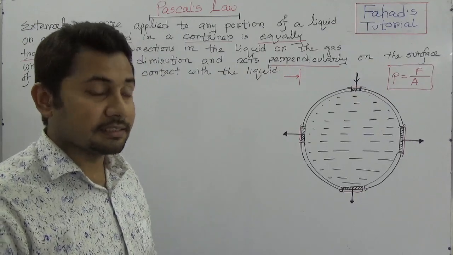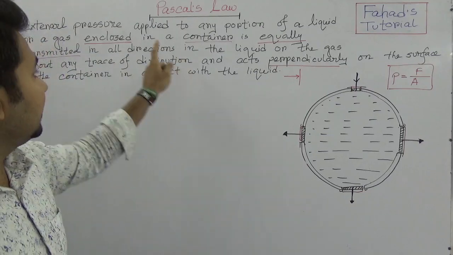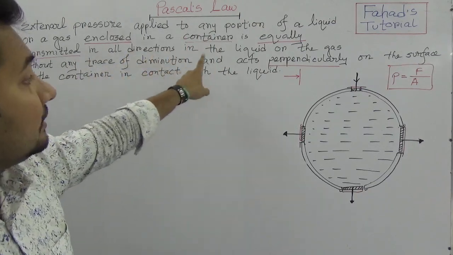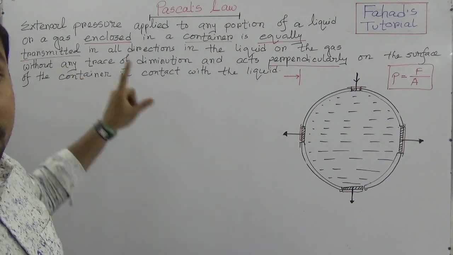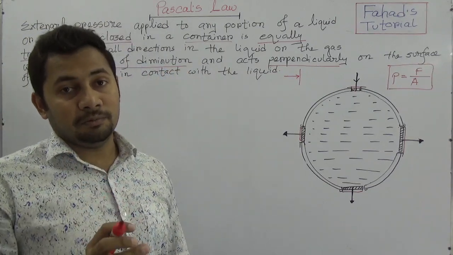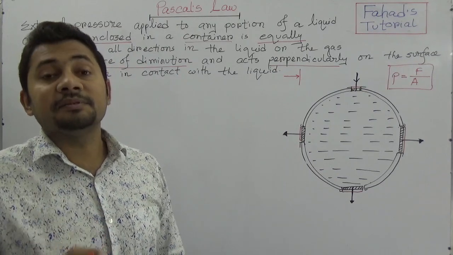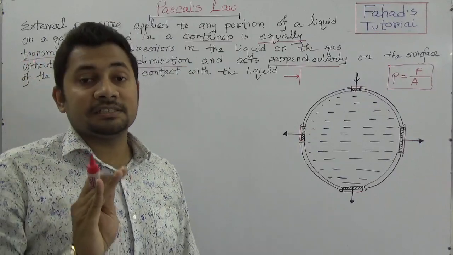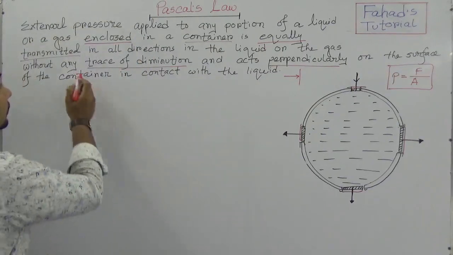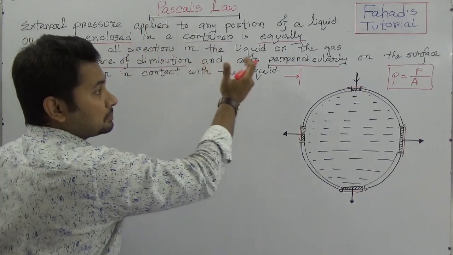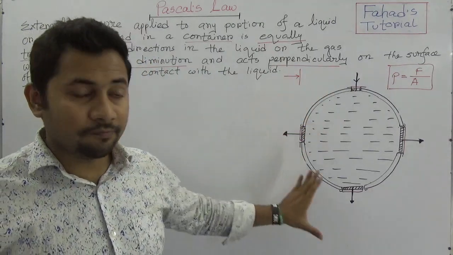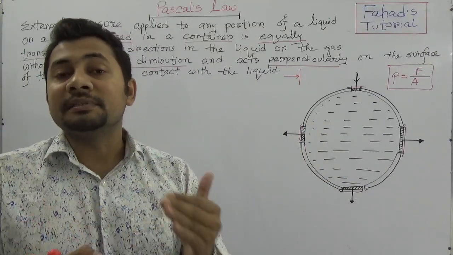So the main part of Pascal's law is that any external pressure applied to any portion of liquid or gas enclosed in a container is equally transmitted in all directions in the liquid or the gas, without, that is very important, without any trace of diminution. It means that pressure would be equal in all cases. Pressure won't change. That means, according to Pascal's law, if any external pressure is applied to any part of the liquid or gas, pressure won't change. So there is no change, no trace of diminution, and it acts perpendicularly on the surface of the container in contact with the liquid or gas. So these figures, I'll explain later, that what is the internal thing of Pascal's law.